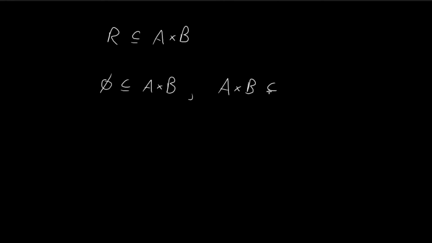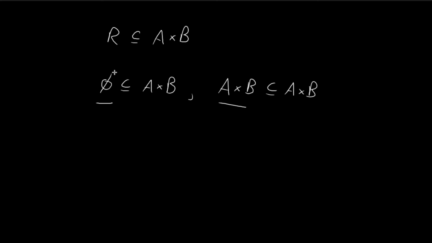Now let's take a look at two extreme examples. So we know that a relation R is a subset of A cross B. And also we know that the empty set is a subset of A cross B. We know this because I proved previously that the null set is a subset of any other set. And we also know that A cross B is a subset of A cross B, because any set is always a subset of itself. And so therefore the empty set and A cross B are also relations from A to B.